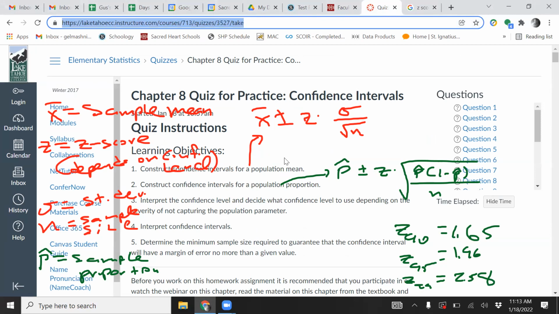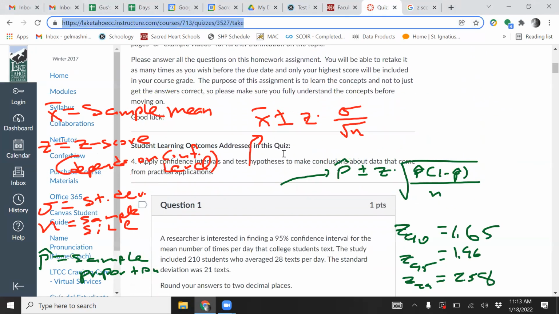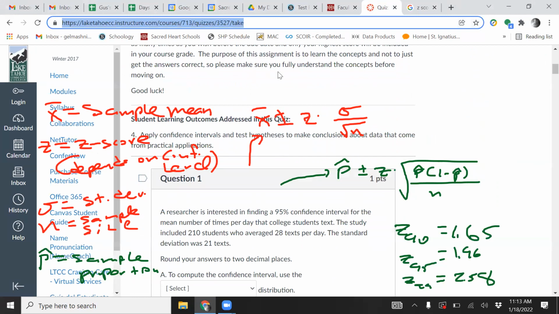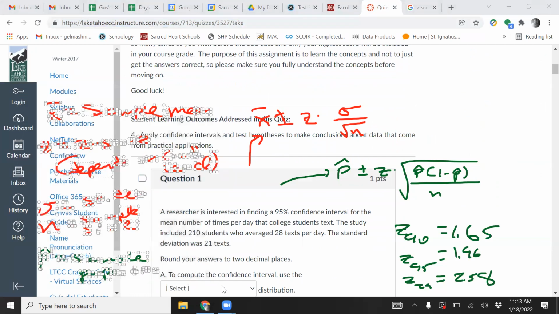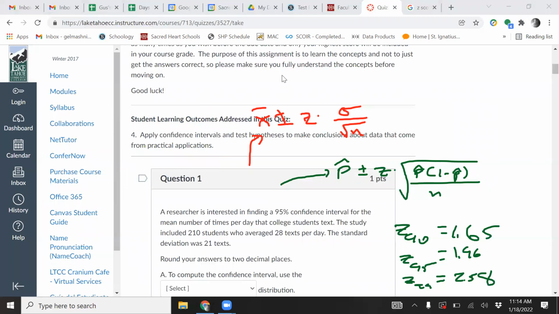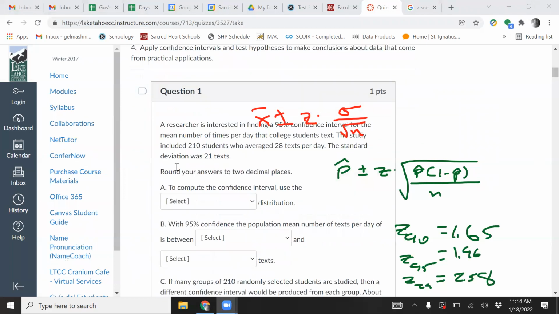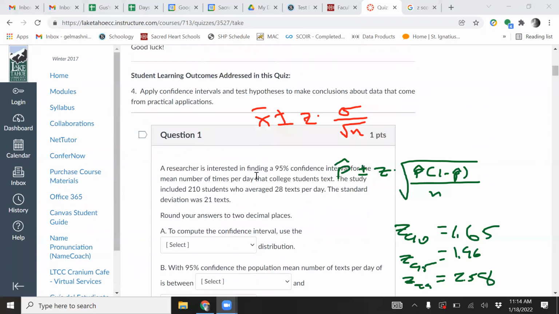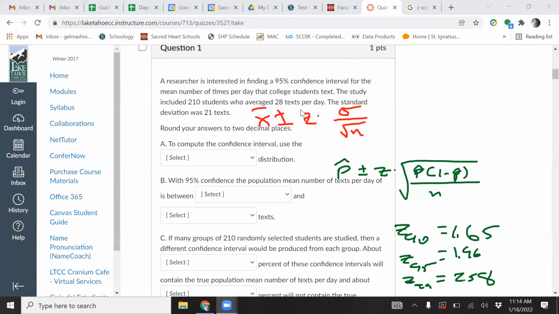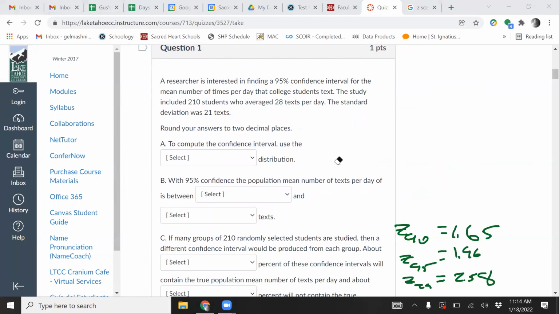So let's go to the question. I'll probably erase this stuff. That's really distracting. I'll erase this also. Okay. So here, the researcher is to find a 95% confidence interval for the mean number of times per day called in this text. Okay.